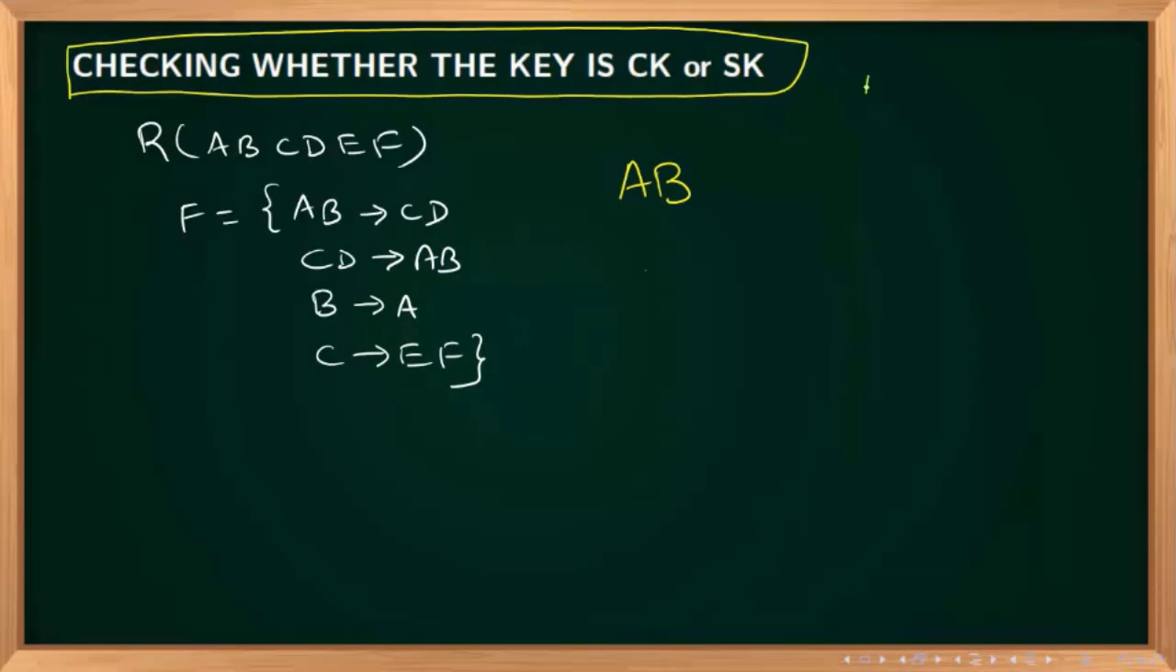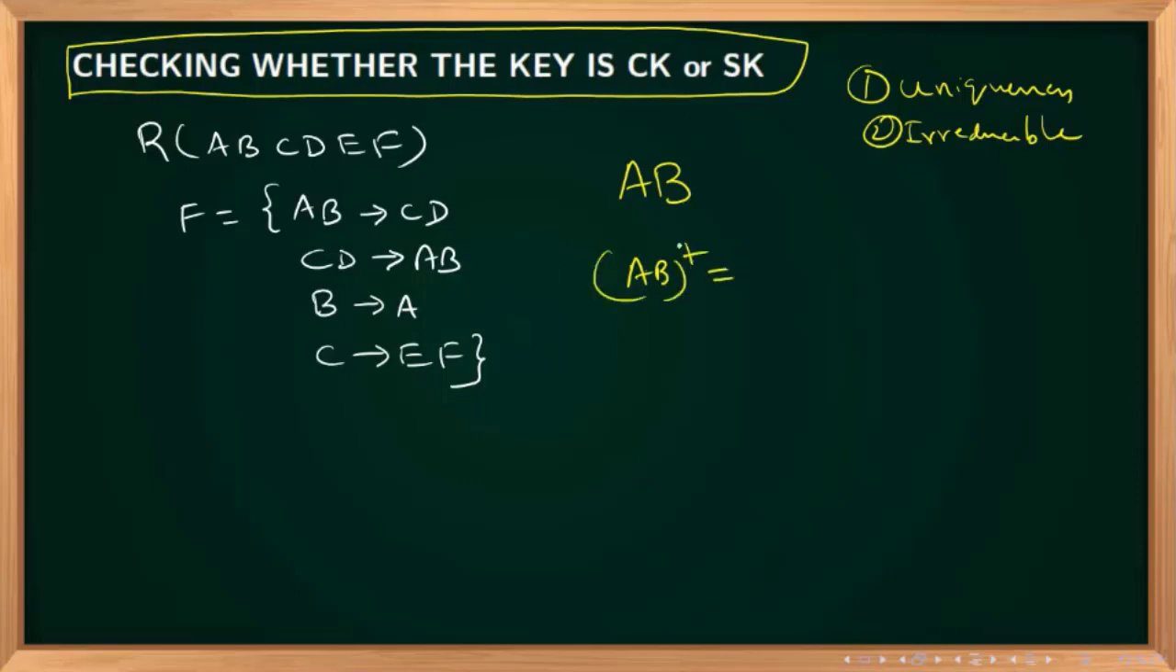We have 2 properties. One is the uniqueness property and the second one is the irreducible property. So how will you check the uniqueness property? This may not even be a key itself, because it may not be unique. So first you have to check whether it is at least a super key or not. How will you do that? Take the AB closure, and if you are getting everything, you can declare that it is a super key. The second check, for candidate key, you have to do further.